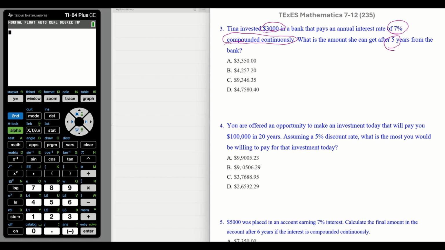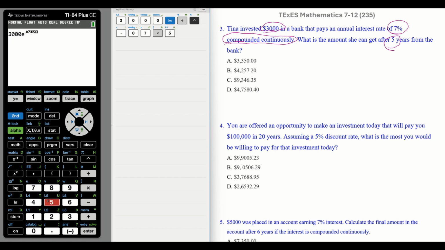Okay, all right, so $3,000. Okay, got enough there. Okay, second, divide to get our e. Above that's our carrot up. So remember, 7% needs to be a decimal. 0.07 multiplied times the 5 years. Push enter. Do we have anything reasonable? Yes, we do. Number B. Okay. All right.